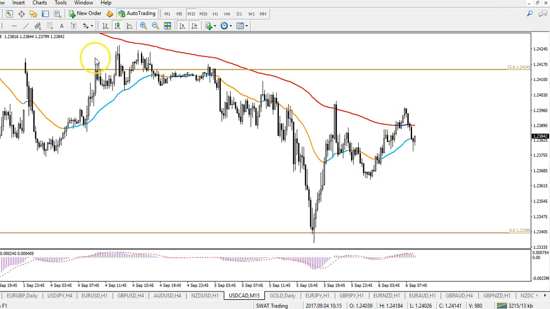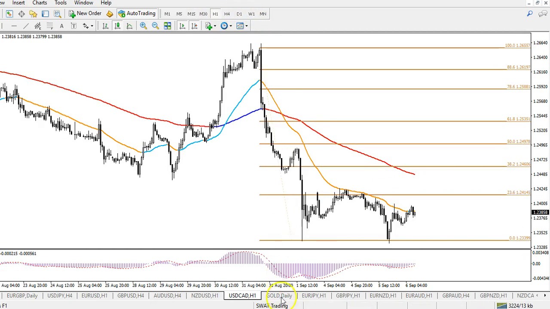Let's see. There's not a good trend line perhaps, but I would probably need to see a new momentum and new bear flag before trading it on lower time frames on the dollar CAD. Let's move over to gold.